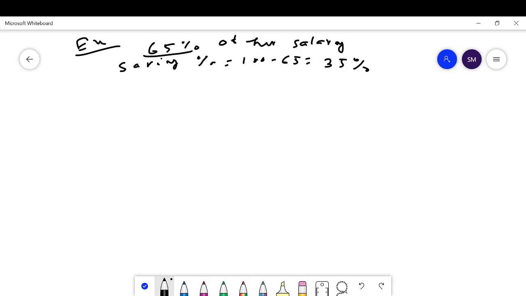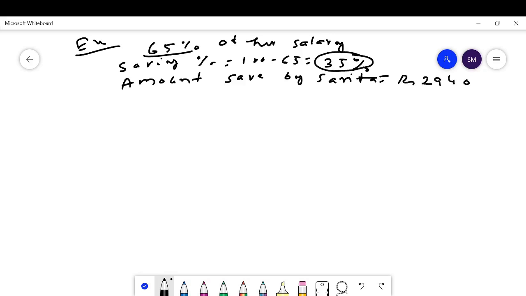Then the actual amount saved by Sarita is rupees 2940, but she saves 35%. The question asks, find her salary. Let her salary be x.